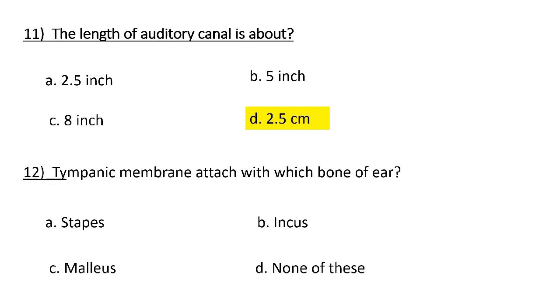Question number 12. The tympanic membrane attaches to which bone of the ear? Option A, stapes. Option B, incus. Option C, malleus. Option D, none of these. The correct option is malleus.